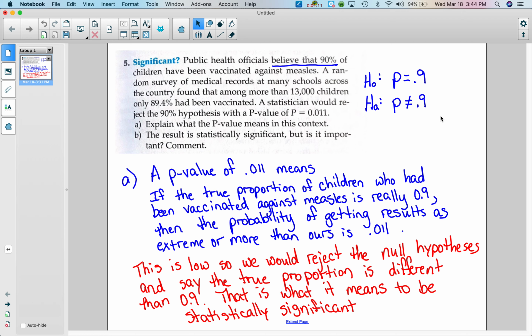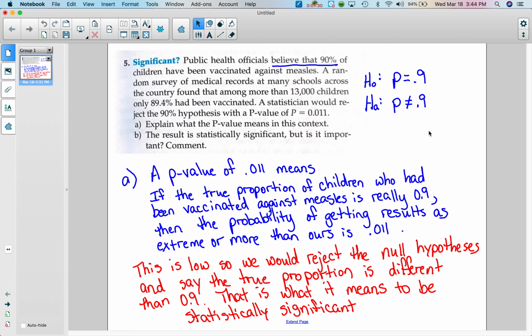But then I would say, specifically to this problem, a p-value of 0.011 means if the true proportion of children who had been vaccinated against measles is really 0.9, that's the null hypothesis, if the null hypothesis is true, then the probability of getting results as extreme or more than ours is 0.011.